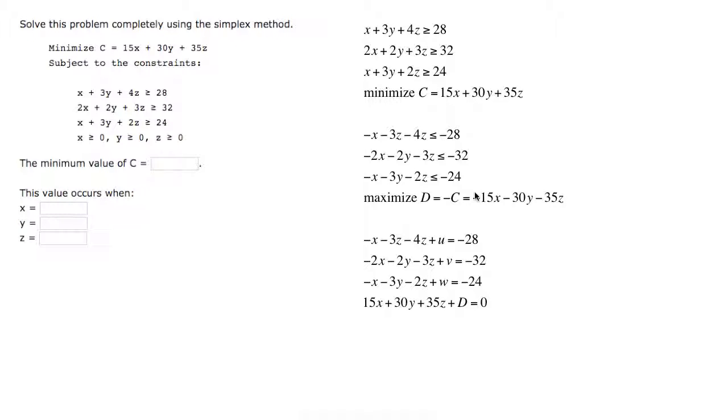Once we have this, we can introduce the slack variables, u, v, and w. We've rewritten the function, the equation for D, in standard form. So from this, we have everything we need to go straight to the initial simplex tableau. Make sure that you know how to do that.